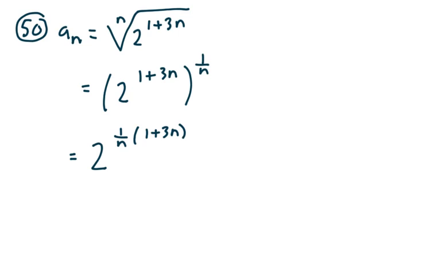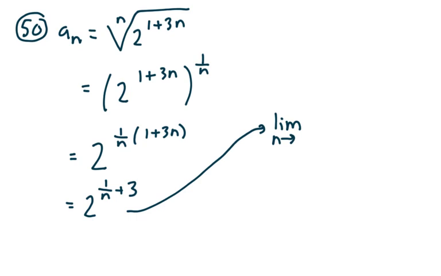So when you have an exponent raised to another exponent, we multiply those exponents, right? But this is 2 to the 1 over n plus 3. Okay, we're almost ready. If I take the limit as n goes to infinity of 1 over n plus 3, this is 0 plus 3, which is 3, right?